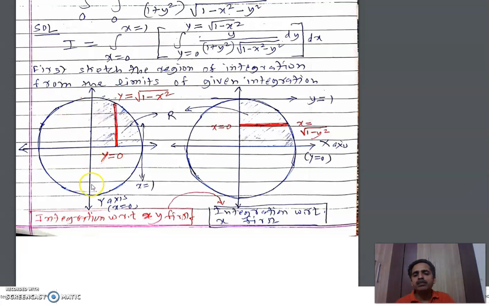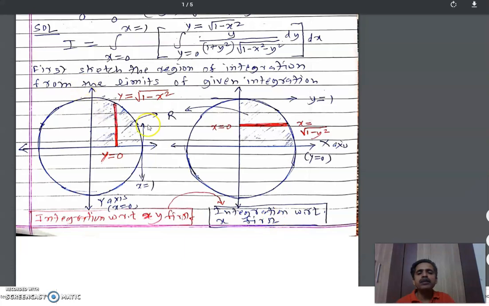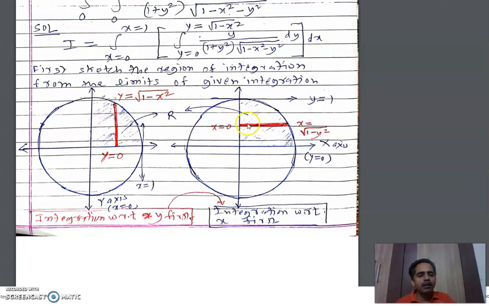You can see that the first figure represents integration with respect to y first, and the second figure represents integration with respect to x first. Here the region of integration is the same but the order is changed. In the first figure, integration with respect to y first, so a vertical strip is considered. In the second figure we have integration with respect to x first, so a horizontal strip is considered. We obtain the value of x at the left end and right end from the curves. Left end is on the y-axis, right end is on the circle, so obtain the value of x.